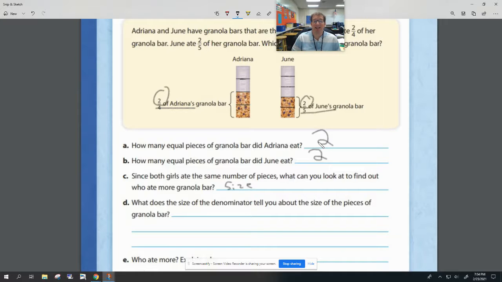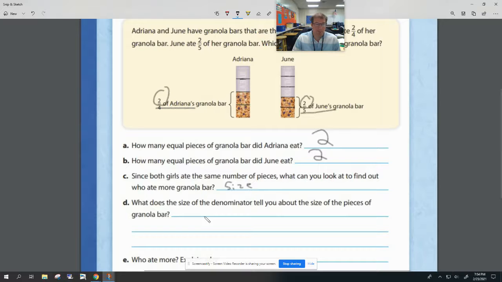So what does the size of the denominator tell you about the size of the pieces? Take a second and think about that. If you take the same amount of things and divide it into more pieces, what happens to the size of the piece? It gets smaller or larger the more you divide it up. Take a minute and think, or pause it. Okay, I'm not going to write this down because I do not have my pen. This is my desktop. But the bigger the denominator, remember, the denominator is the bottom number, the bigger the denominator, the smaller the pieces.